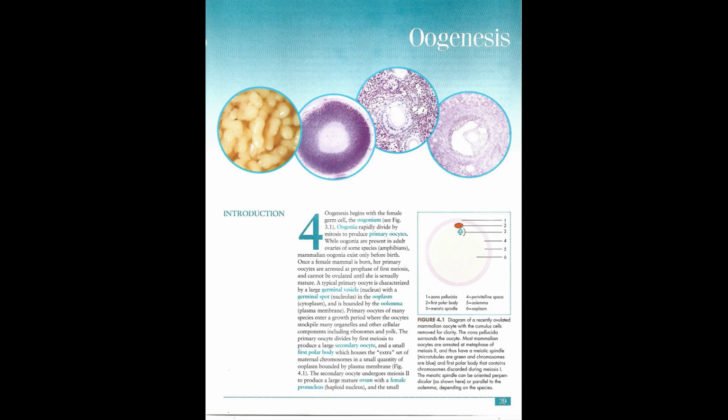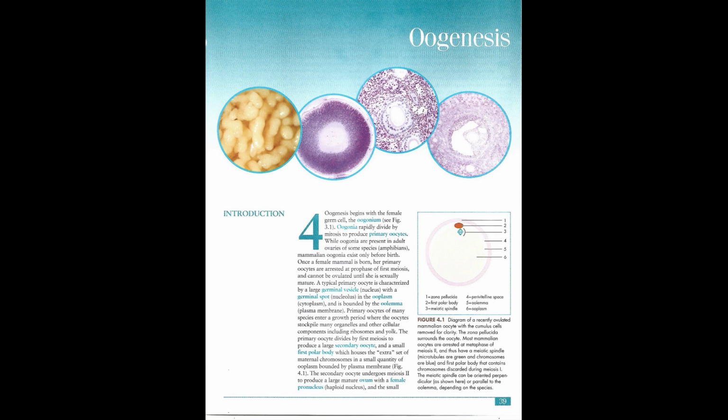Once a female mammal is born, her primary oocytes are arrested at prophase of first meiosis, and cannot be ovulated until she is sexually mature. A typical primary oocyte is characterized by a large germinal vesicle, nucleus, with a germinal spot, nucleolus, in the ooplasm, cytoplasm, and is bounded by the oolemma, plasma membrane.